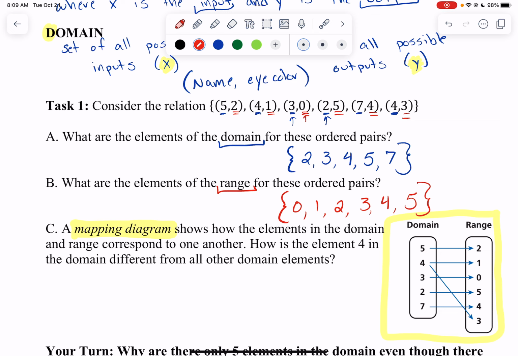How does the element 4 in the domain differ from all the others? If we look at this domain value of 4, how is it different than all the others?